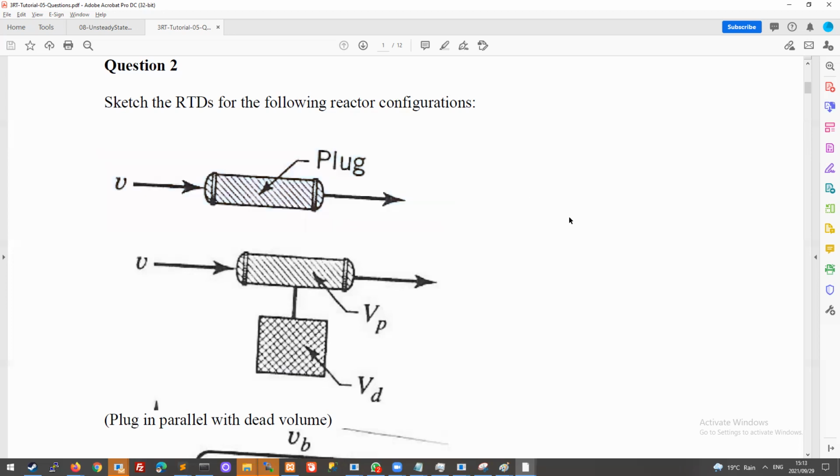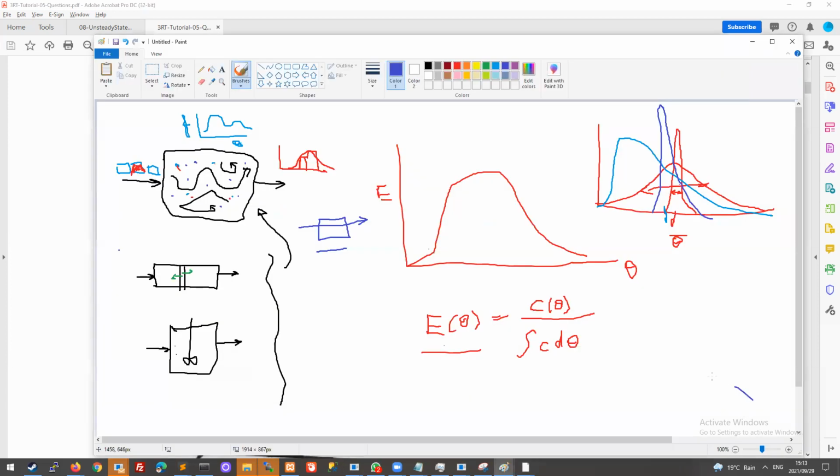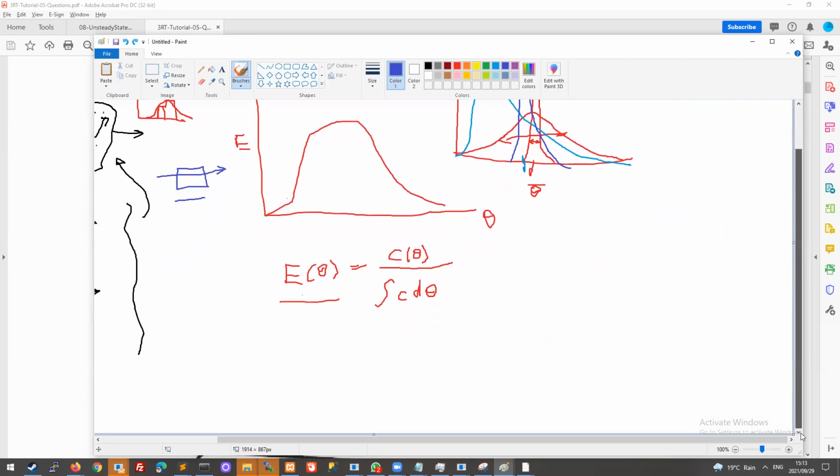Okay, so hopefully you've got something drawn out there, and let's think about a plug flow reactor. So here's your plug flow reactor. Here's a little plug for illustration. And let's think about doing that salt experiment where we blast up one of the plugs with some salt.